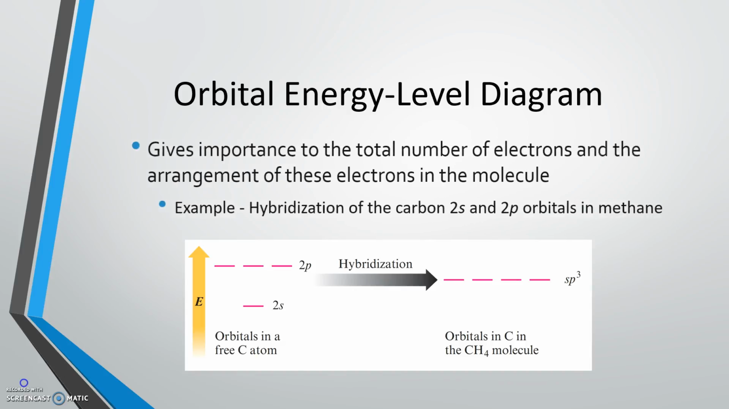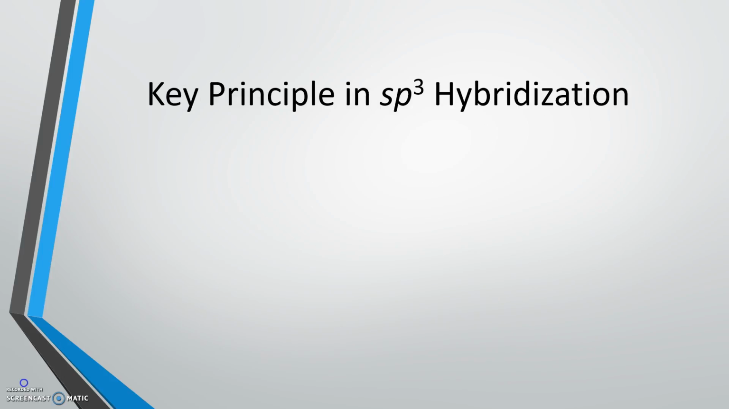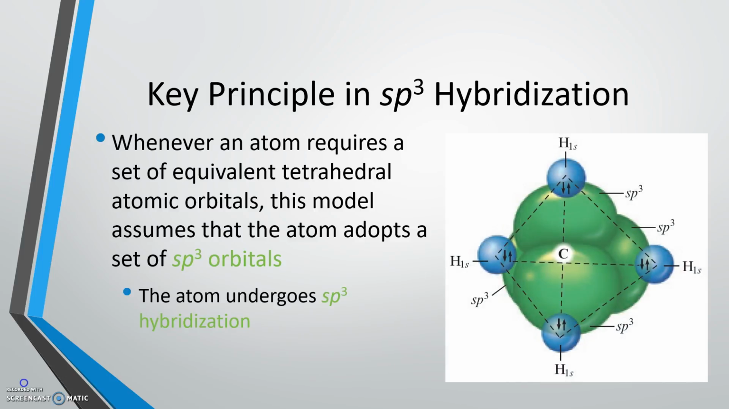Another way to represent this hybridization is with an orbital energy level diagram. You can see on the left, the individual orbitals in a free carbon atom have differing energies. But after the hybridization, the 4 sp3 orbitals in the methane molecule have equal energy. A key principle in this type of hybridization is that whenever an atom requires a set of equivalent tetrahedral atomic orbitals, this model assumes that the atom adopts a set of sp3 orbitals.